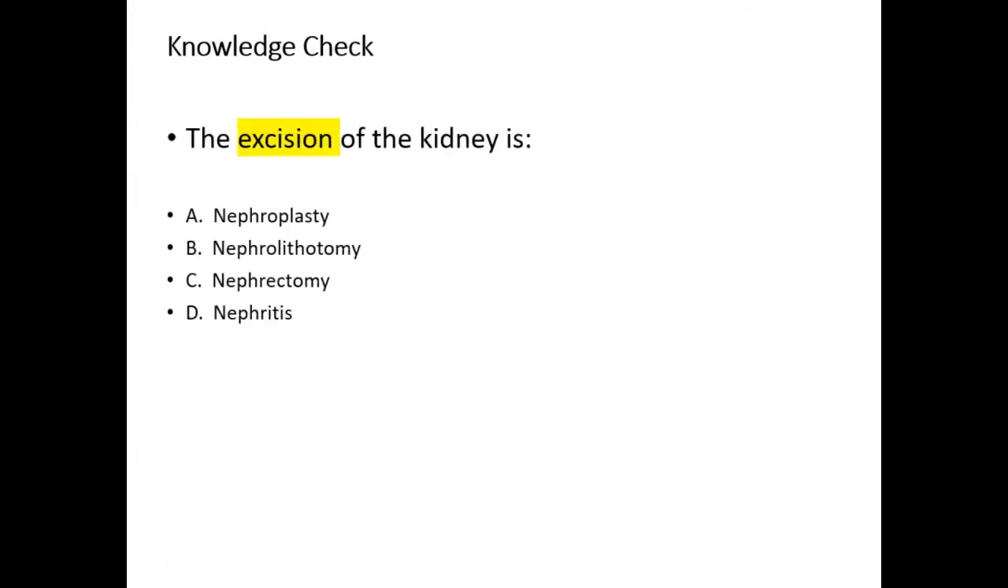Oh no, another knowledge check. The excision of the kidney is nephroplasty, nephrolithotomy, nephrectomy, or nephritis. Let's see how you did. Nephrectomy. If you know what excision means, you would be able to identify that suffix ectomy. So regardless of the word, of all of those four words, nephrectomy has the suffix that identifies excision.